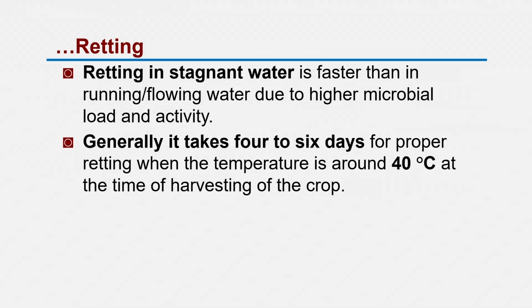Generally, it takes 4 to 6 days for proper or complete retting when the temperature is around 40 degrees centigrade at the time of harvesting of the crop. So, it takes about 6 days when temperatures are around 40 degrees centigrade.